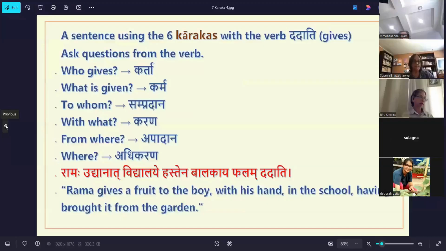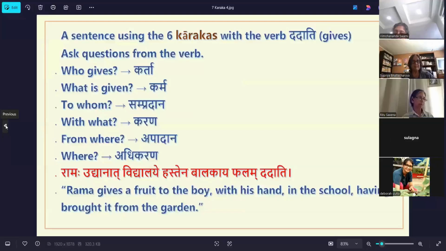Okay. Yajati is simple. Yajati, yajatah, yajanti. Then Yajami, yajavah, yajamah. So yajami means I do a sacrifice. One person, two people, multiple people, like this.